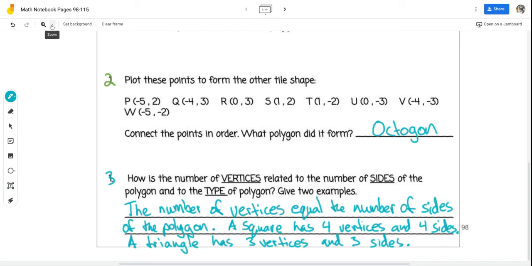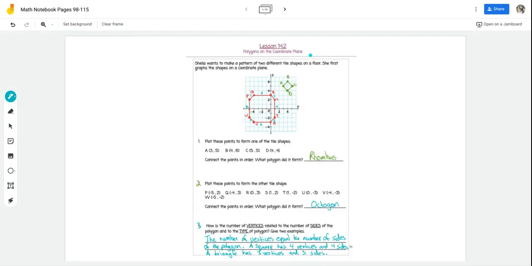I'm going to zoom out so you can see the whole page here. There it is. Remember that this video can be stopped, paused, rewound, watched again, shared with friends and family. So if you ever get stuck on something on this page or other pages that are talking about polygons on the coordinate plane, you can always revert back to this video.